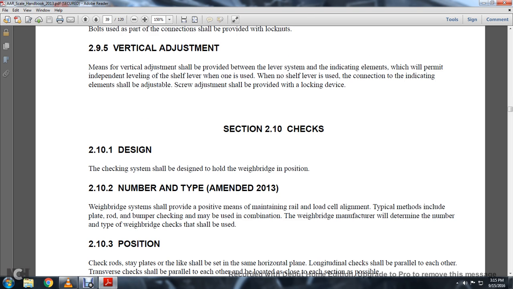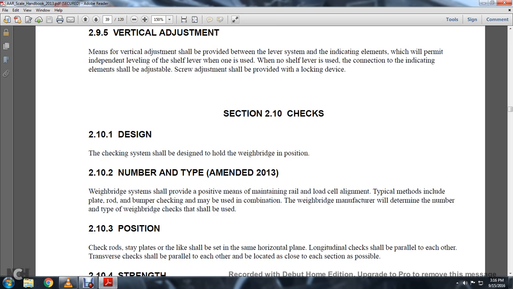Section 2.10 Checks. 2.10.1 Design. The check system was designed to hold the weigh bridge in position. 2.10.2 The number of the type of the member. The 2000 turn weigh bridge shall be provided with the position positive means of maintaining the rail and loaded cell in line with the type of the method included with the plate and the hard bumper checking that may be used in the combination of the weigh bridge. Manufacturer will determine the number of the type of the weigh bridge checks to be used.